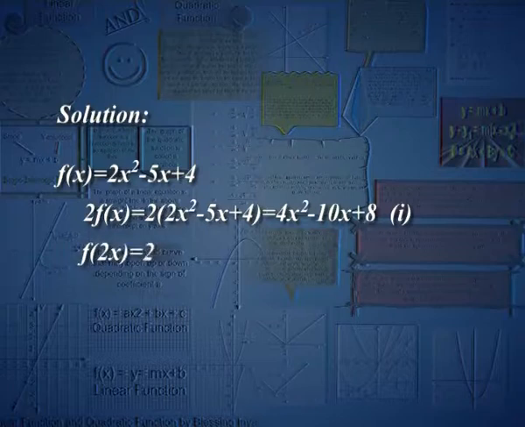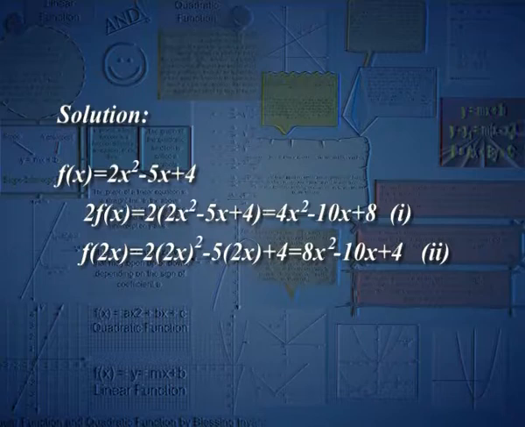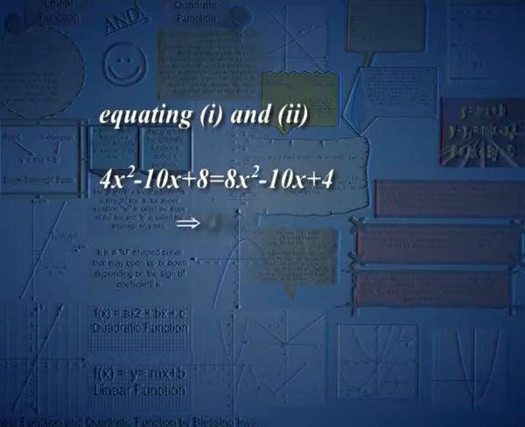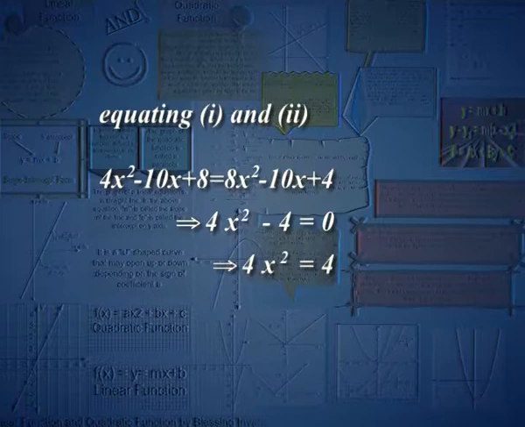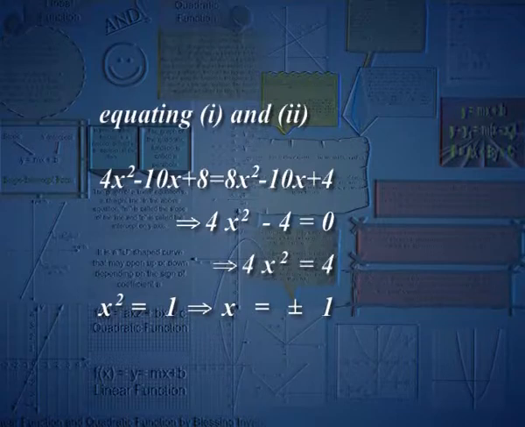Now f(2x) can be written as 2 × (2x)² − 5 × 2x + 4, which is equal to 8x² − 10x + 4. Let's make this equation 2. Equating equation 1 and 2, we get 4x² − 10x + 8 = 8x² − 10x + 4. This implies 4x² − 4 = 0, which implies 4x² = 4, and this is x² = 1, which ultimately gives x = ±1.